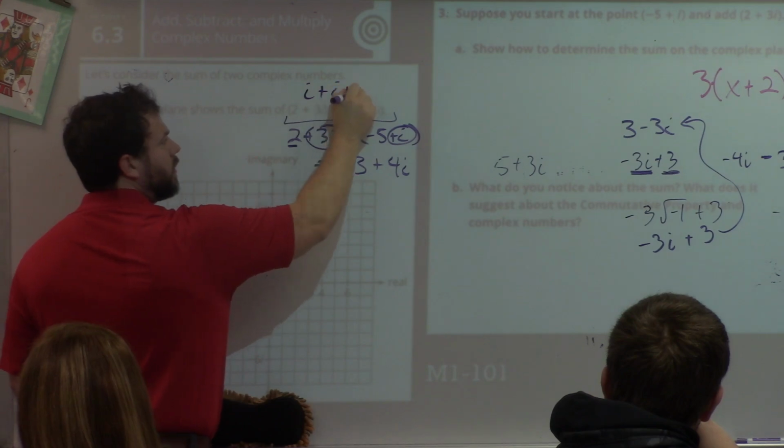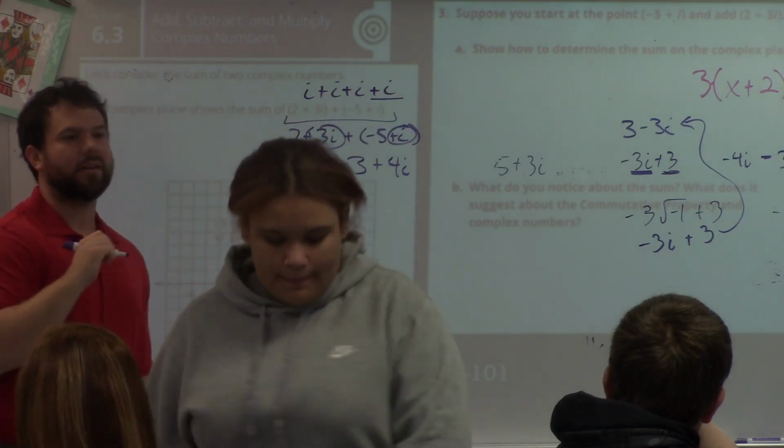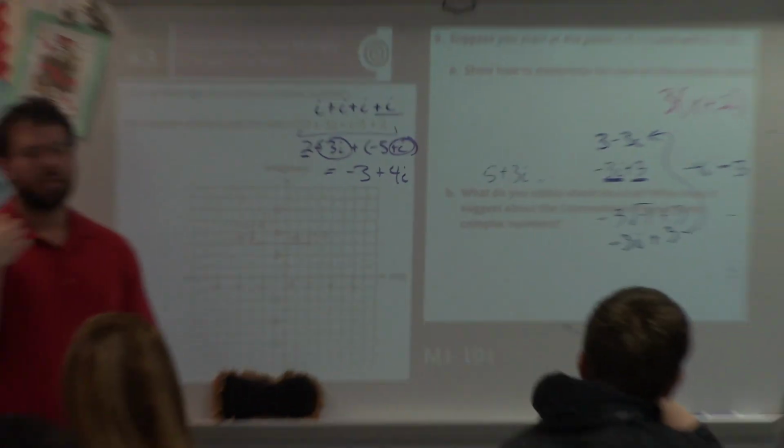3 times. And then I'm adding one more I, correct? Yep. So how many I's do I have? 4 of them. That's it.